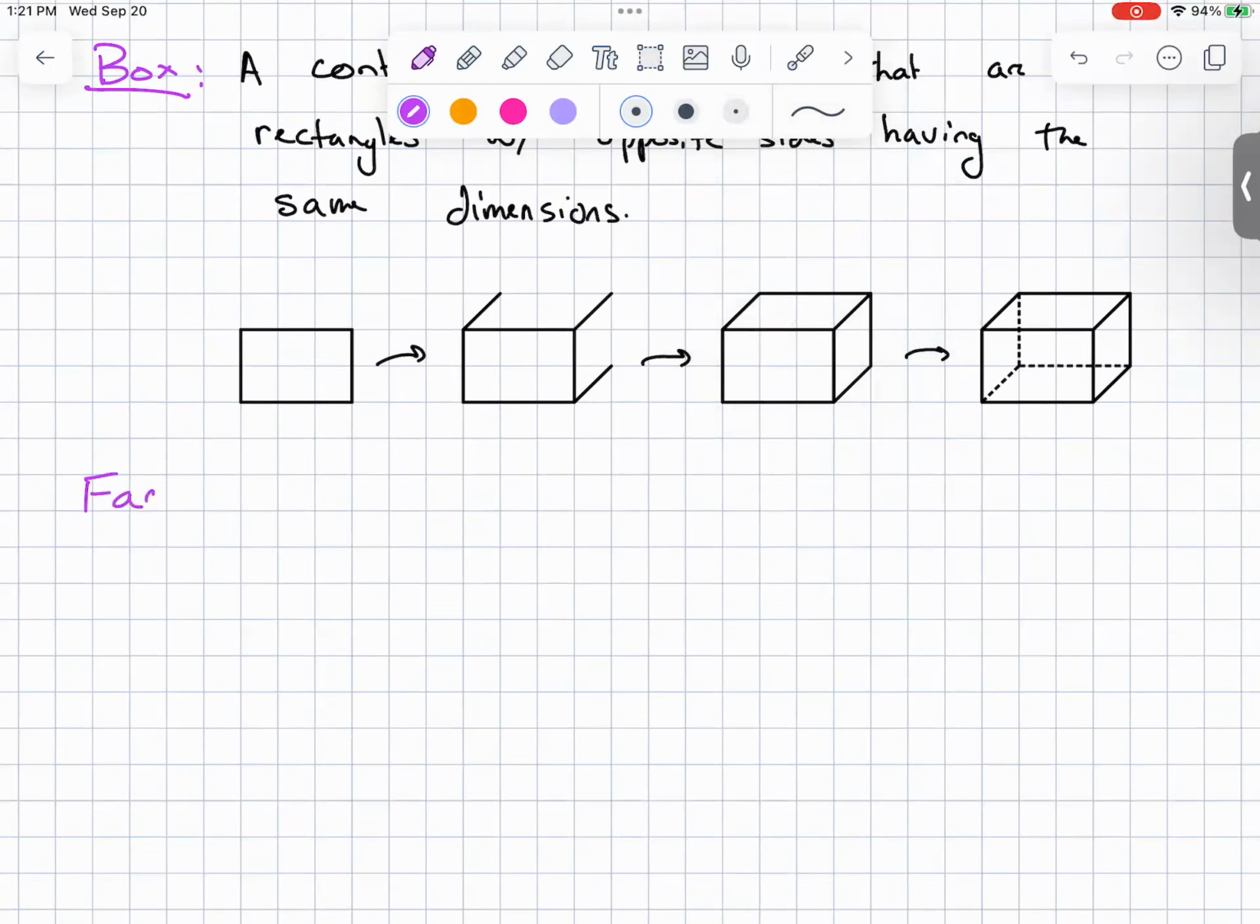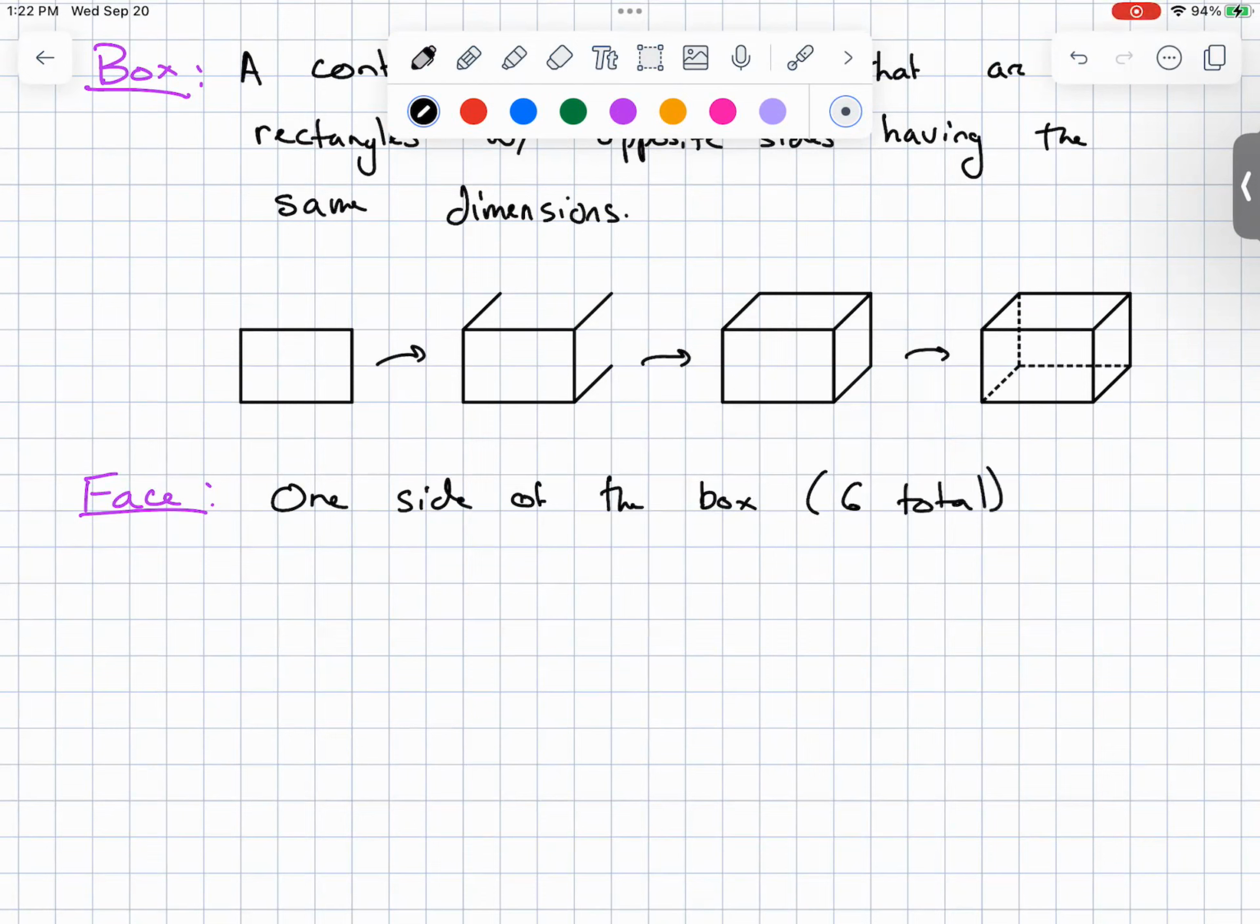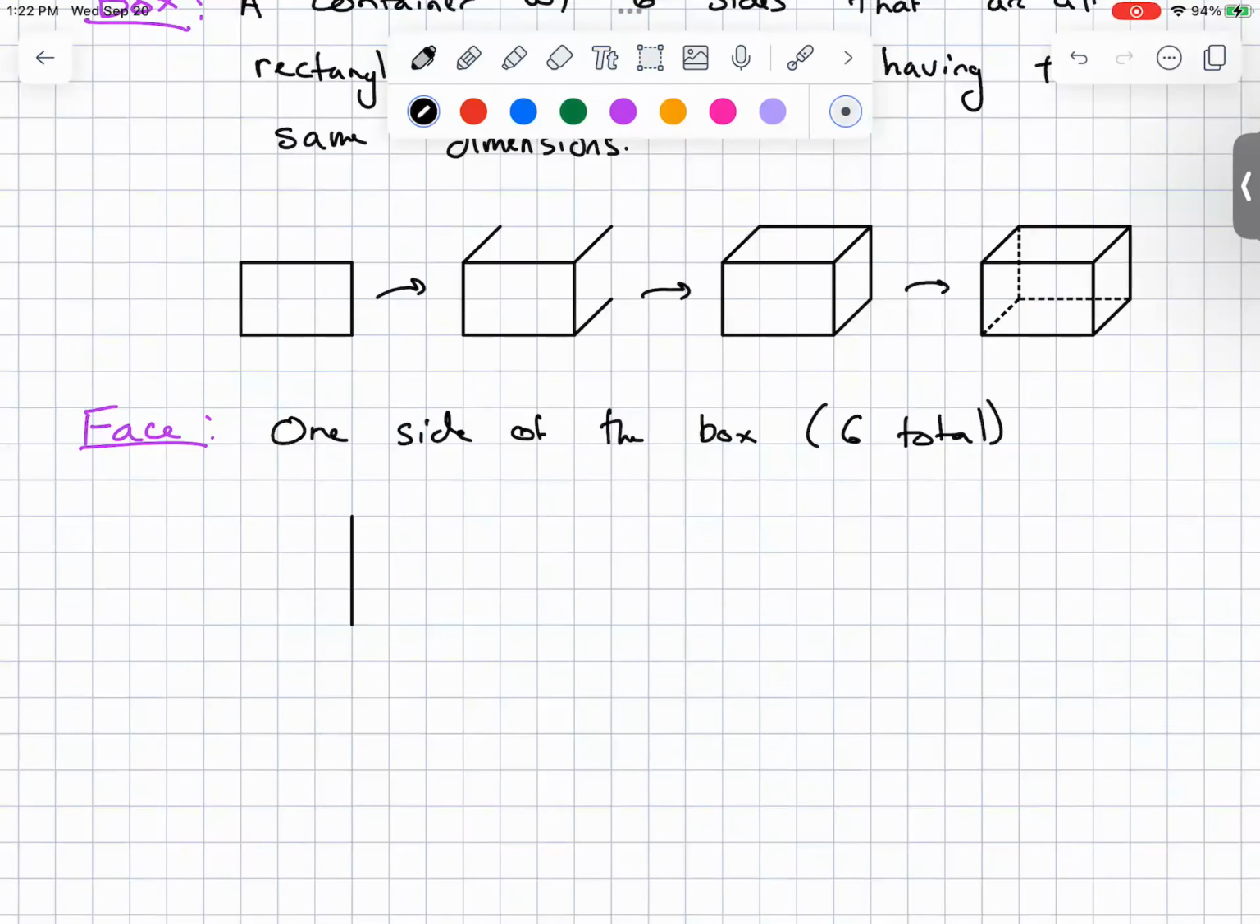But face. A face is one side of the box. So there's 6 total. So if I were to draw that box again, I'm just going to highlight this front one here. This is one of the faces of the box.